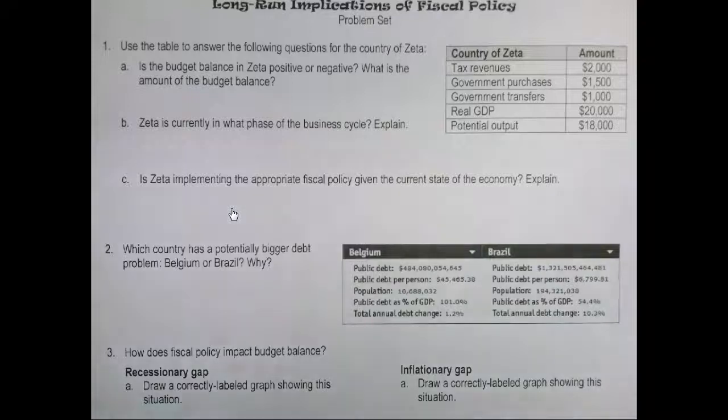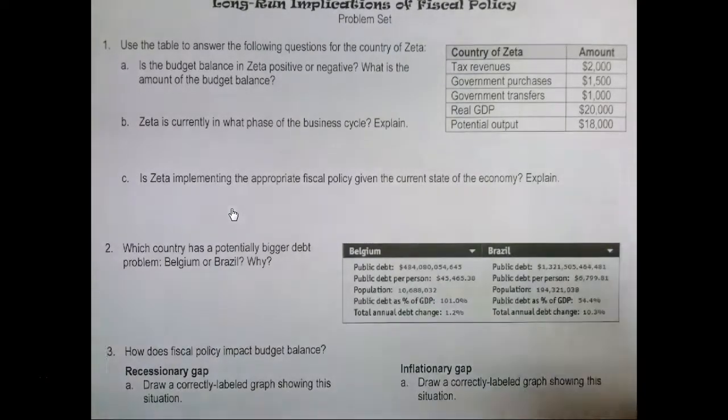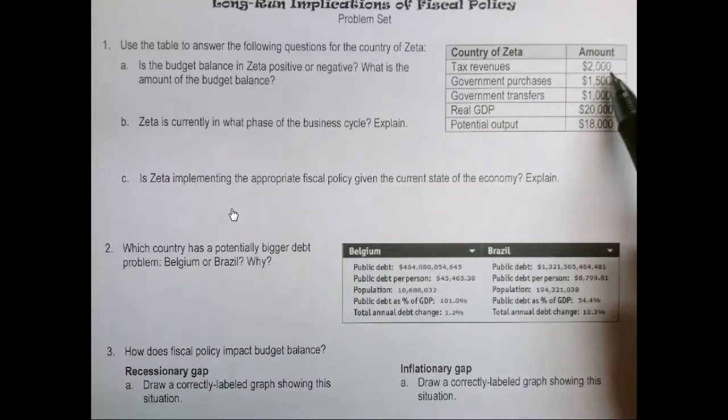This question is asking us to identify what the budget balance is for the country of Zeta, as well as what phase in the business cycle it is in, and then asks us to identify a good fiscal policy to alleviate the problem. So the first thing we need to do is look at the budget balance, and the budget balance is just comparing the amount of revenues that are coming in, in this case $2,000, with the amount of money that is being sent out.